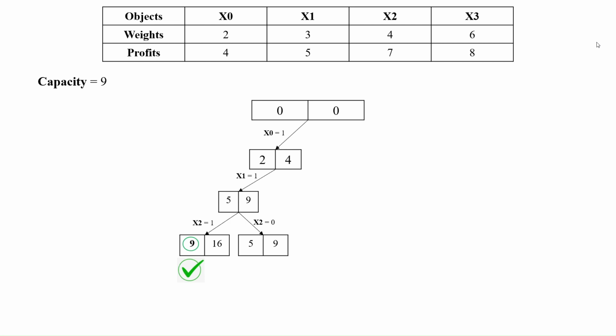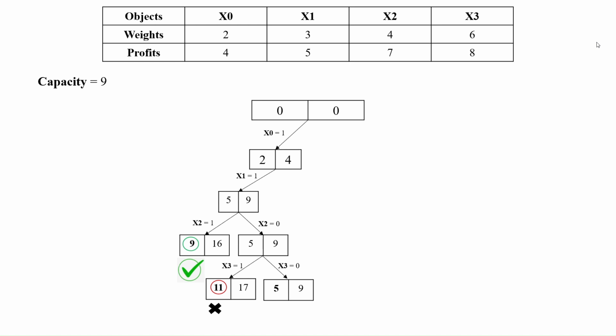Now let us consider the x3 object, which has a weight of 6 and profit of 8. By adding x3, the weight becomes 11 and profit is 17. Here the weight exceeds, which means the condition fails. Again we have to backtrack to the parent node and let us not consider x3. So we get the values of weight 5 and profit 9. Here it looks like we have reached all the objects.